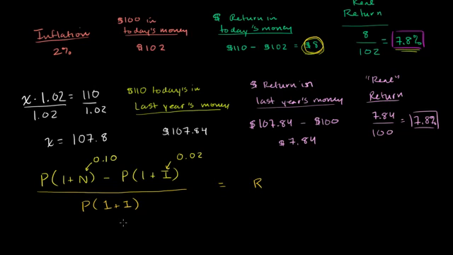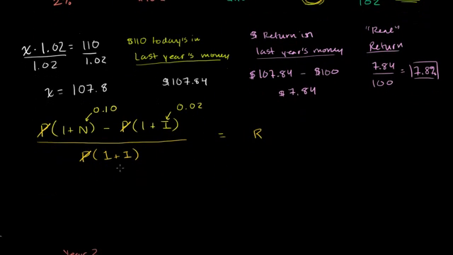Now, one thing we can do right off the bat to simplify this is that everything in the numerator and everything in the denominator is divisible by P. So let's divide the numerator and the denominator by P. Simplify it a little bit, just like that. And then we get in the numerator 1 plus n minus 1 plus i. I'll write it like that still. All of that over 1 plus i. And that is equal to r.